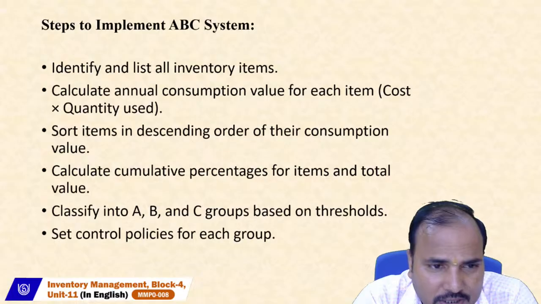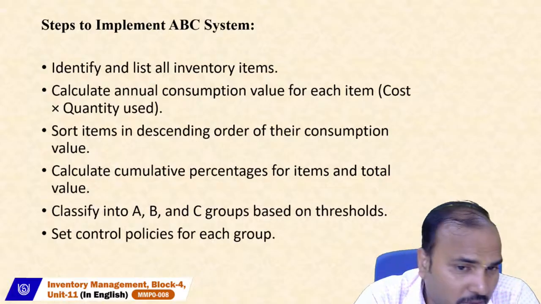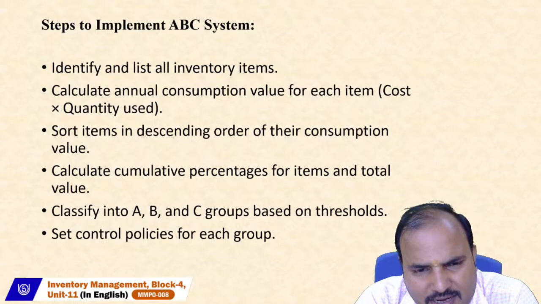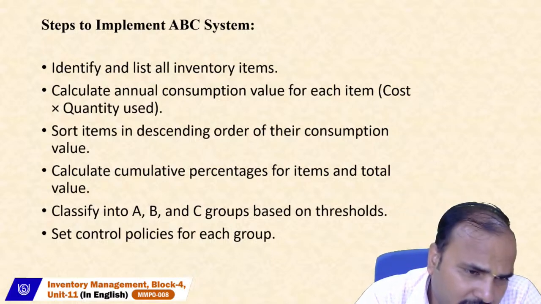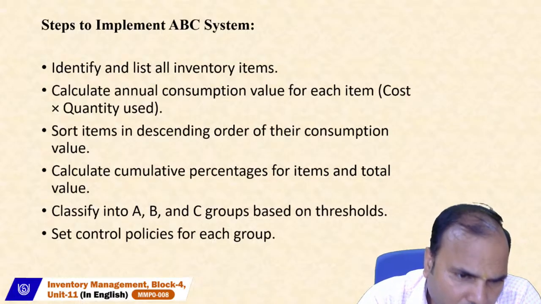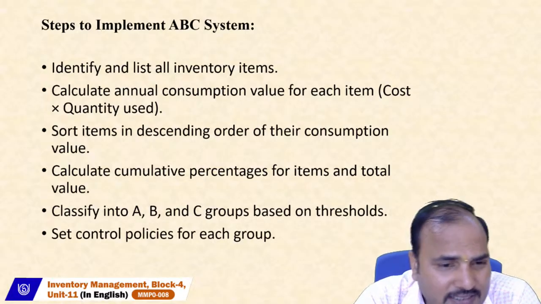Then we have to calculate the cumulative percentage for items and total value. After that, we classify the items into A, B, and C groups based on thresholds. After that, set a control policy for each group: for the A category, for the B category, and for the C group. There must be control policies there.